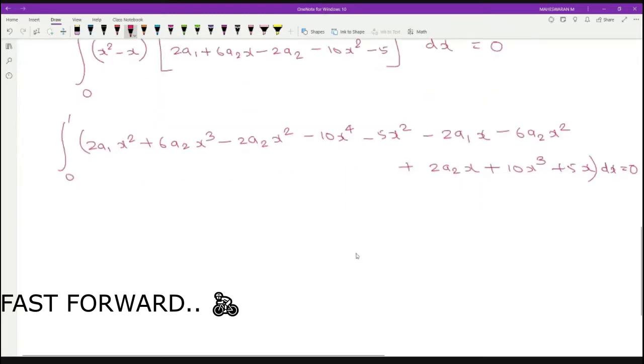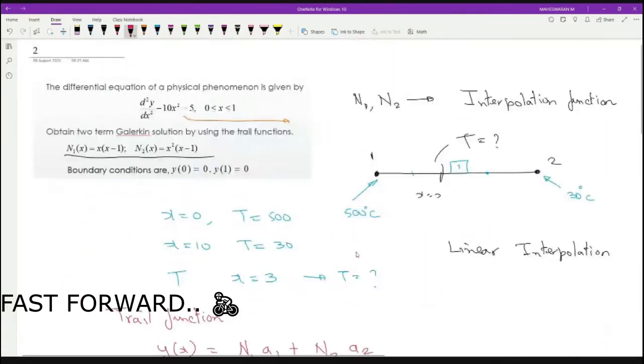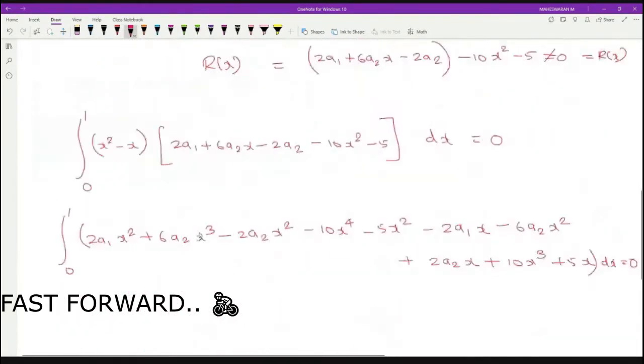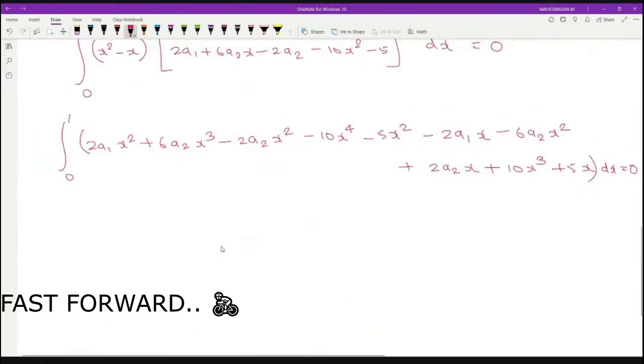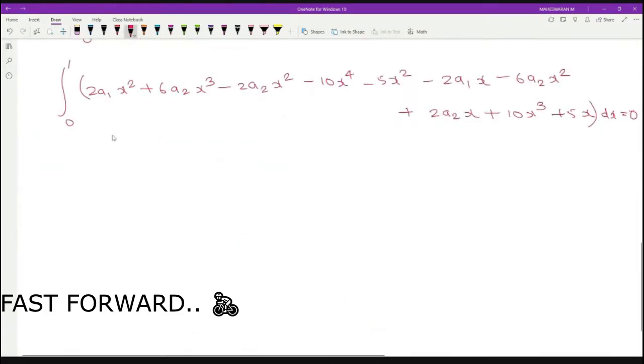So can you solve this? See, again a 16 mark problem. We have only taken W1, and W2 is still remaining. We have to proceed. So okay, we'll proceed.